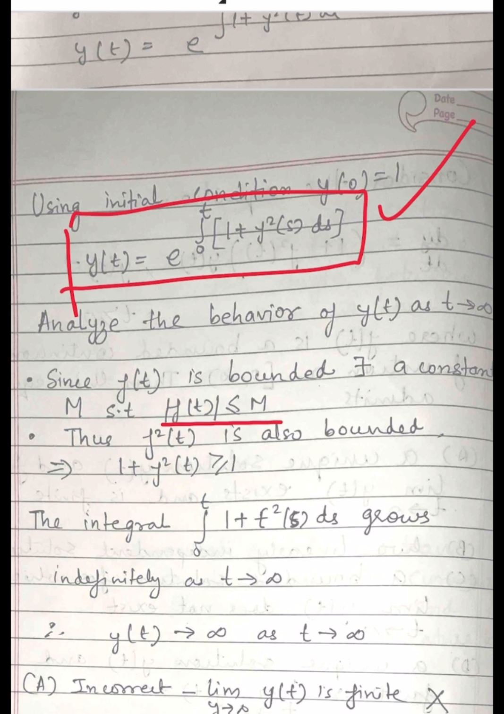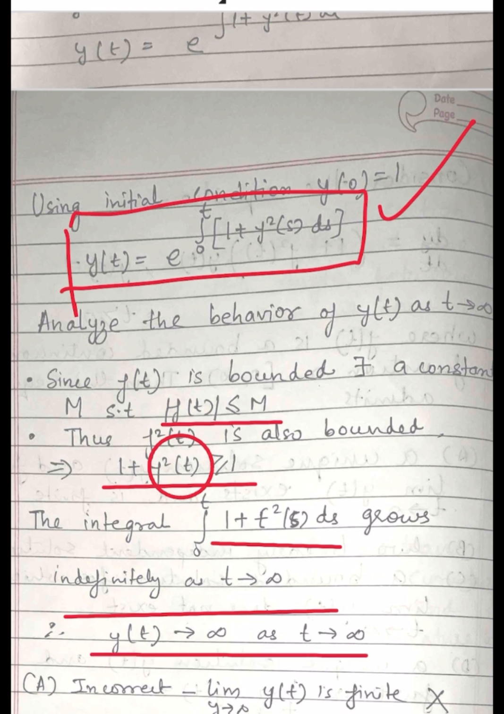So 1 plus f²(t) is greater than or equal to 1, because f²(t) is a positive quantity. Because the square of anything is non-negative, so 1 plus f²(t) is greater than or equal to 1. The integral from 0 to t of (1 plus f²) ds grows infinitely because this is increasing. So this also increases. Therefore y(t) approaches infinity as t approaches infinity.